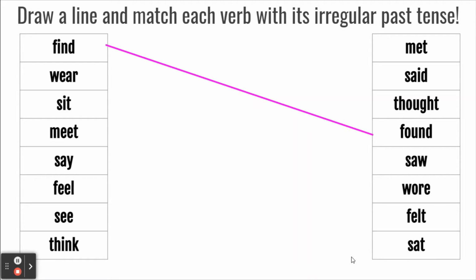Let's go to the past tense column. Again, we're going to pronounce them to practice. Met, said, thought, found, saw, wore, felt, sat. Okay, so pause the video and take as long as you need. Just come back to me.